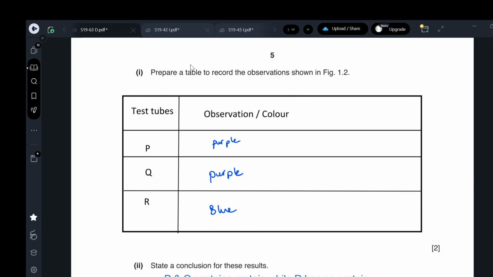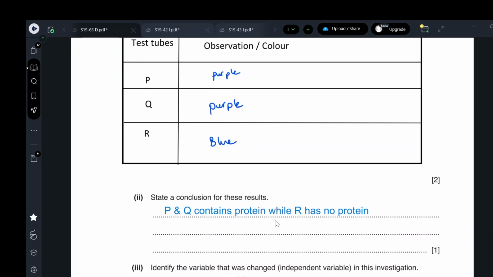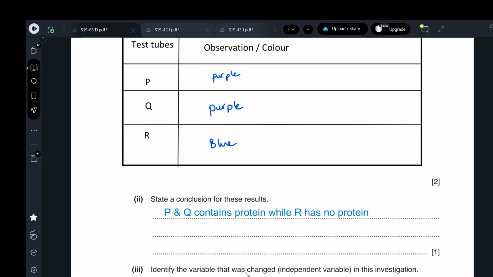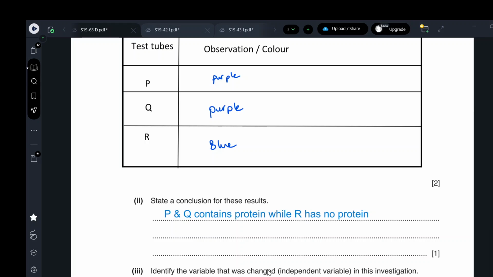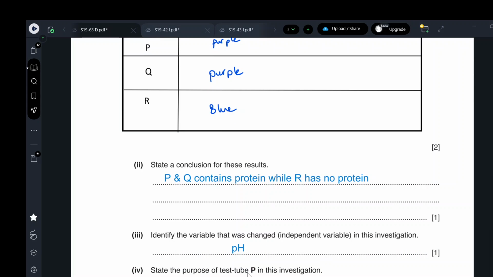What is the conclusion for these results? The conclusion will be that P and Q contain protein because they gave me the purple color, while R has no protein. So what is the variable changed? What did I change? I changed the acid or the pH. One of them had acid, the other two did not have acid. I changed the pH. State the purpose of test tube P.